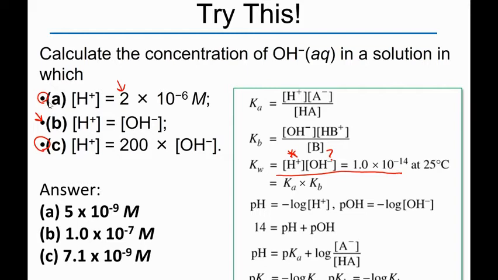And in that case, if you think about it, if the concentration of hydronium or H plus is 200 times that of the concentration of hydroxide, we would expect the concentration of hydroxide to be something smaller than 1 times 10 to the negative 7th.